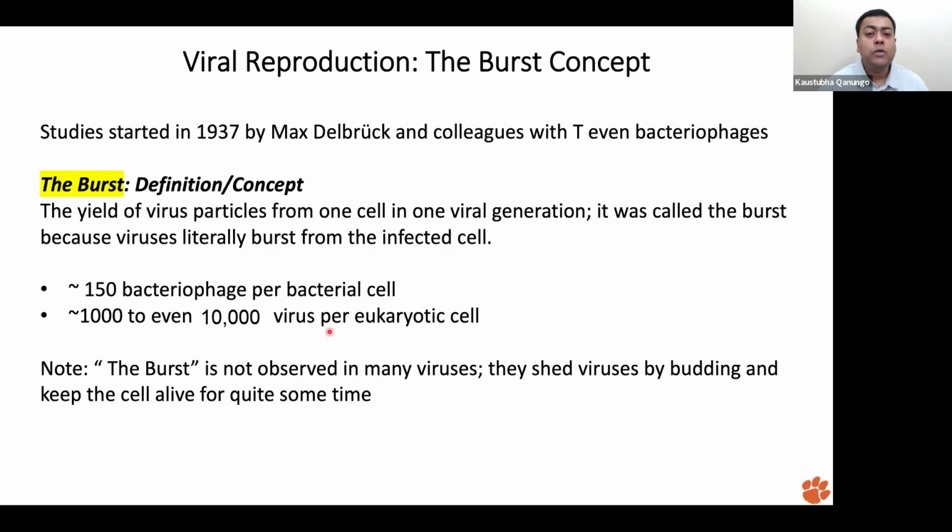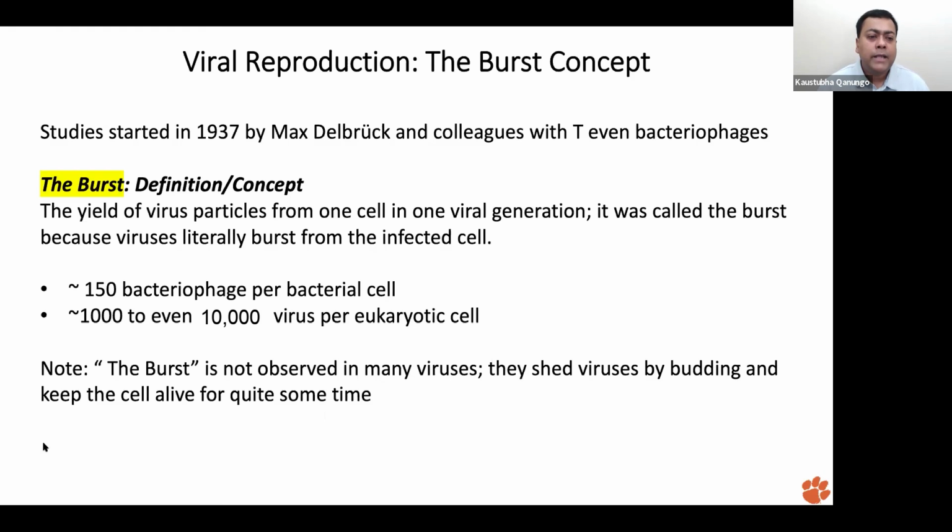On the other hand, eukaryotic cells being much bigger than the bacterial cell, you can have up to 10,000 per eukaryotic cell. But the burst is not observed in many viruses. They shed viruses by budding, and we could talk about this for a while.